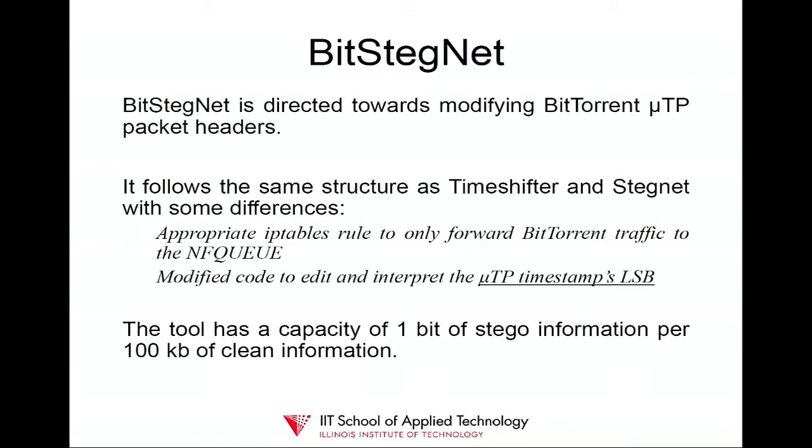It has a capacity of around 1 bit of stego information per 100 kilobits of clean information. We consider clean information the file. I mean, torrent is file sharing, so you have to have one clean file to share. So that's what we consider the clean information.